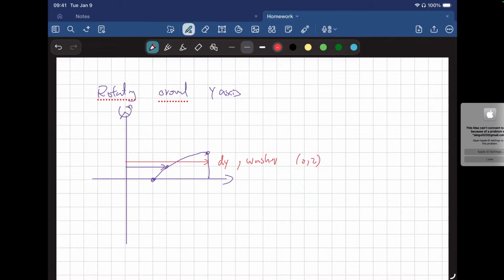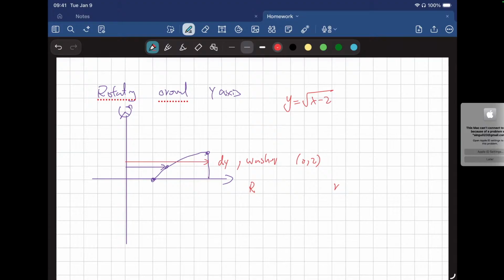So I will list down all the stuff. Now all we have to do is, it's a washer. You've got a big R and a small r, right? But since you are in terms of y, and y equals square root of x minus 2, you have to solve for x.